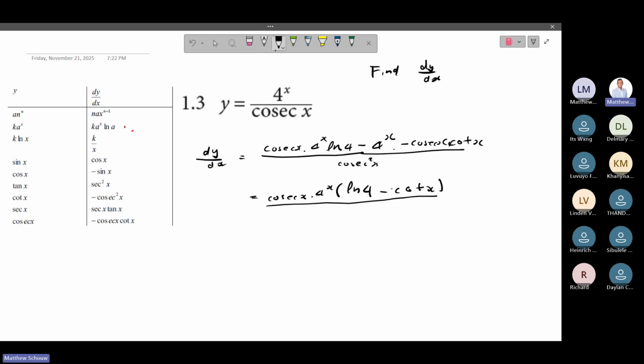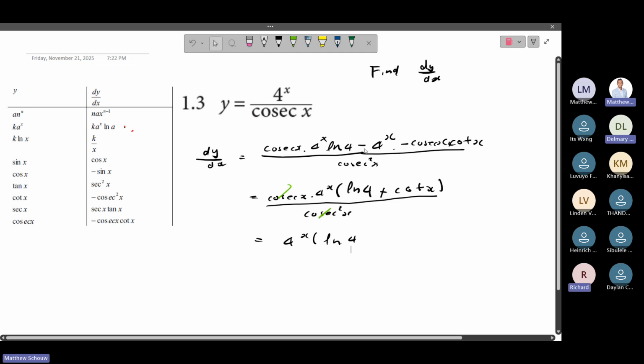So is this positive here? Yes, perfect. Over, obviously, cosecant squared, and then I just did another step where that one cosecant goes up with the other one. No, but sir, it's ln 4 minus cot x, not cot plus. The minus stays there. That one on top where you were now, that becomes a plus.